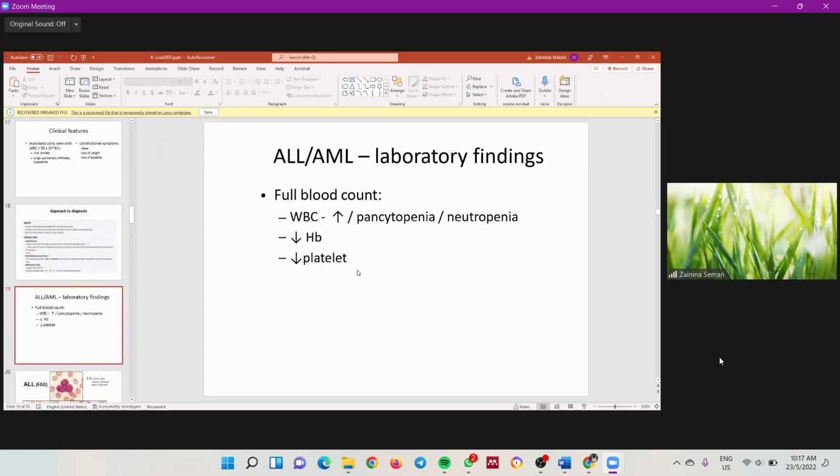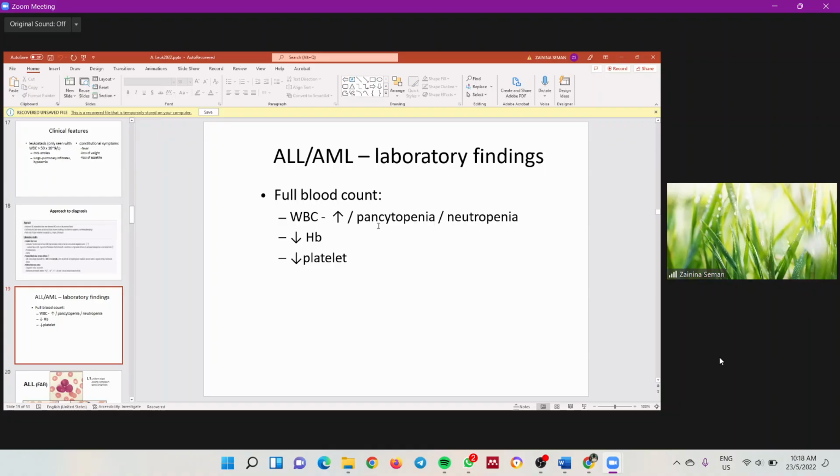This is the foremost investigation, but full blood count is not a confirmatory test. Full blood count also won't tell you that this patient has leukemia, because sometimes it gives you non-specific changes. For example, white cell can be leukocytosis.